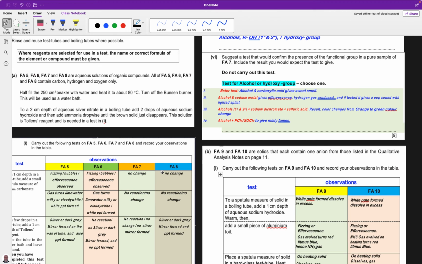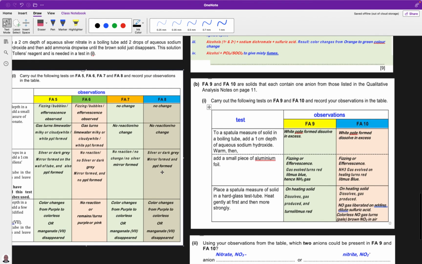I could also use alcohol plus potassium manganate 7. There will be oxidation and the color will change from purple to colorless. I could also use alcohol plus phosphorus pentachloride to give misty fumes. Any of these tests is a test for alcohol. Learners, you could choose any of these tests to show a confirmation test for the presence of the hydroxyl group.